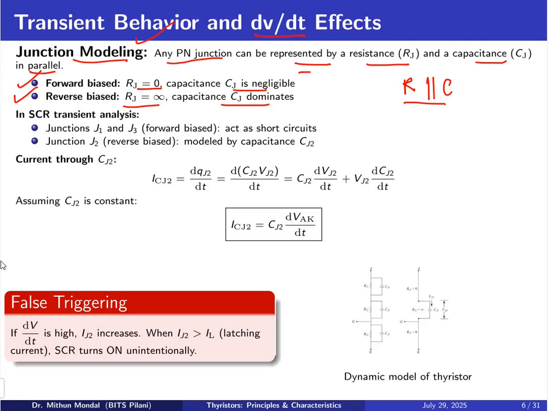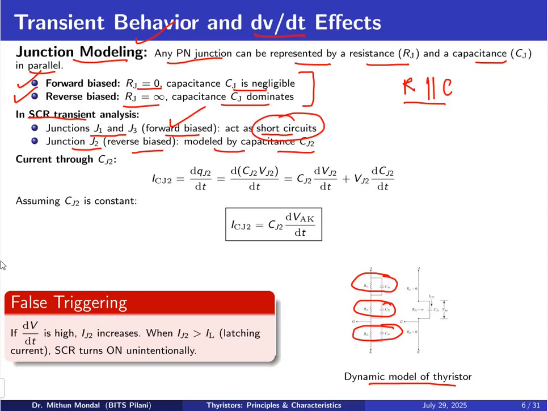So this is what is going to happen for the RC parallel network under the forward bias and the reverse bias condition. For the SCR transient analysis, the junctions J1 and J3 will be forward biased, acting as a short circuit or a closed switch. Junction J2 will be reverse biased, and this will be modeled by the capacitance Cj2. So here you can see the dynamic model of a thyristor where you have the resistor and capacitor in parallel, and since you have three junctions, you have three resistor capacitor parallel networks. In the forward bias condition they act as a short circuit, so the current will start flowing.